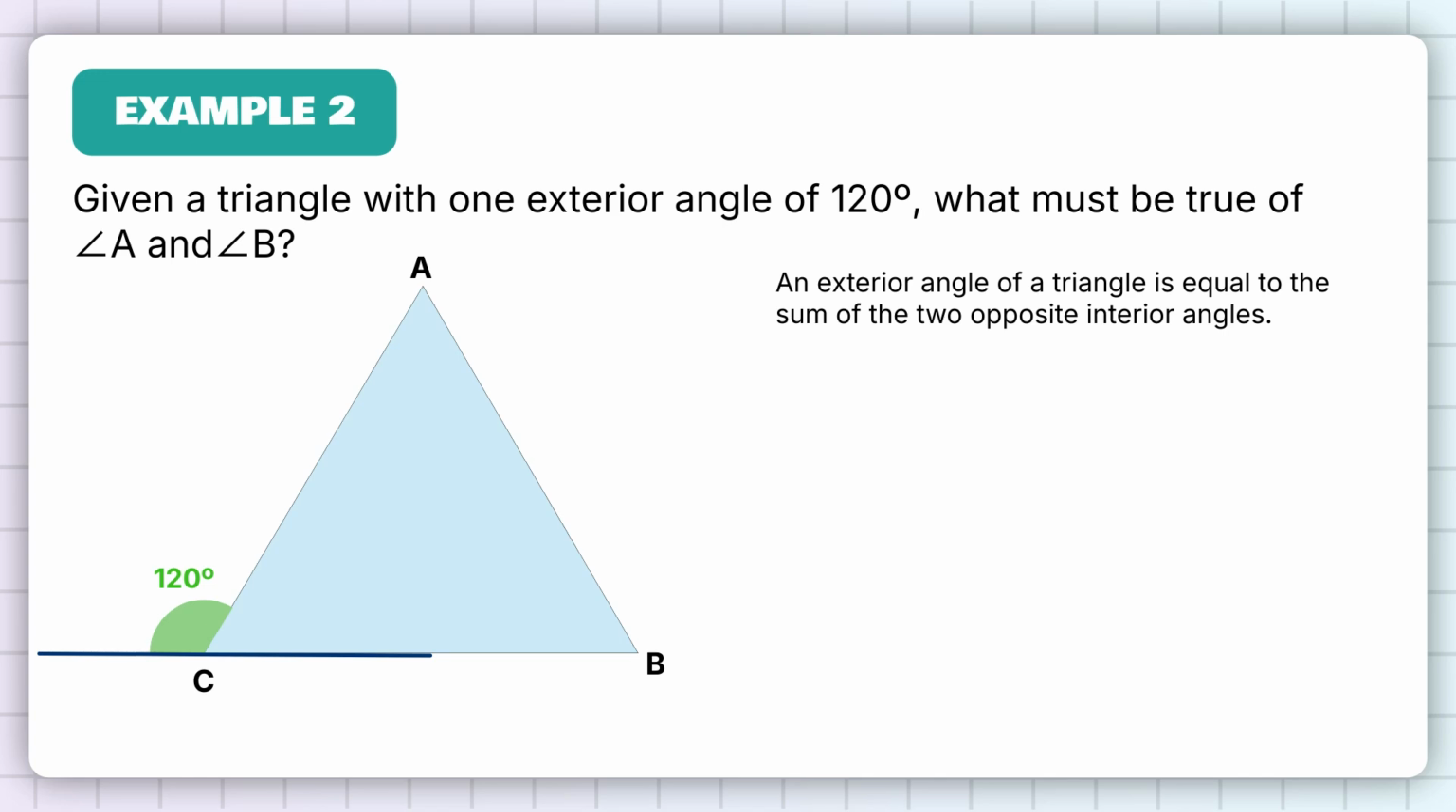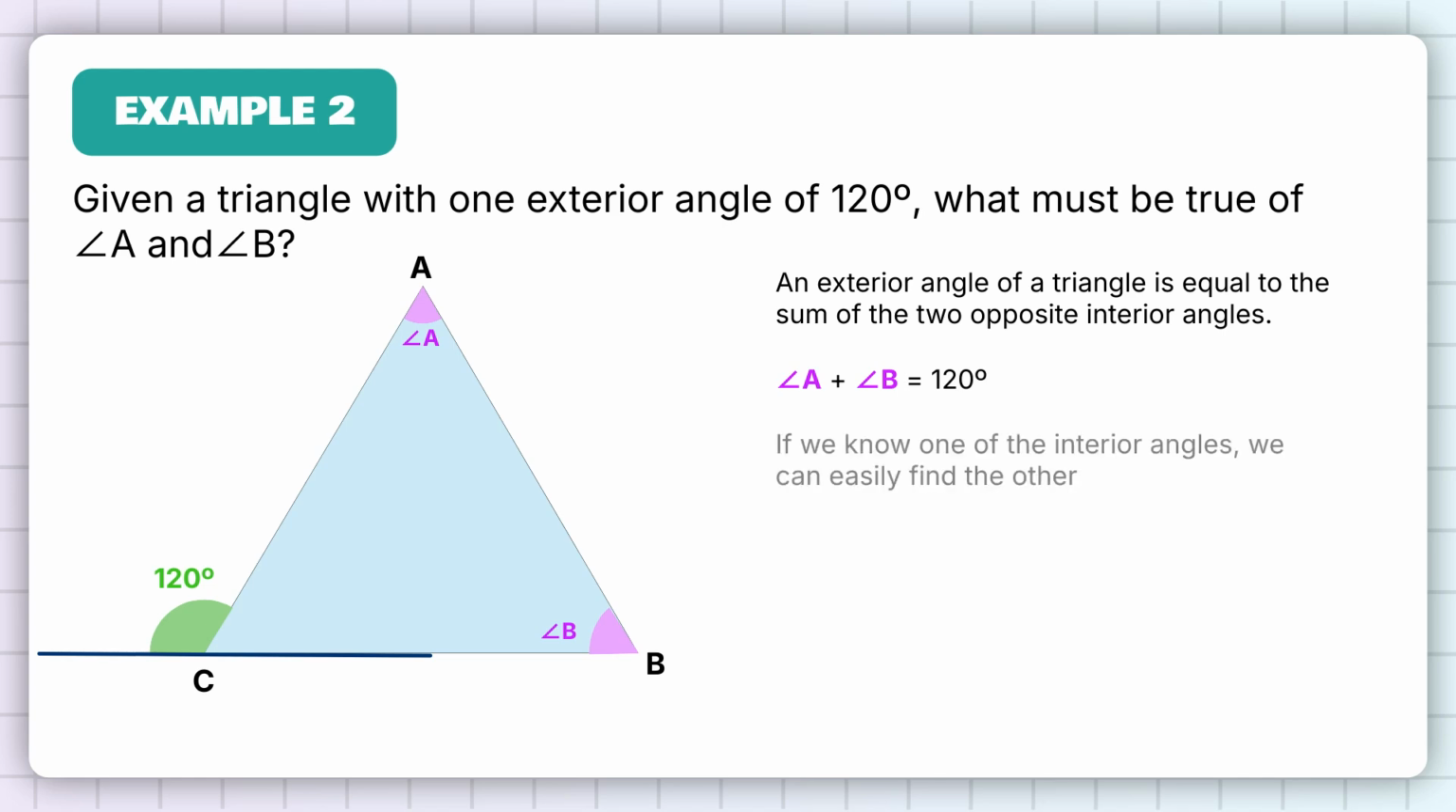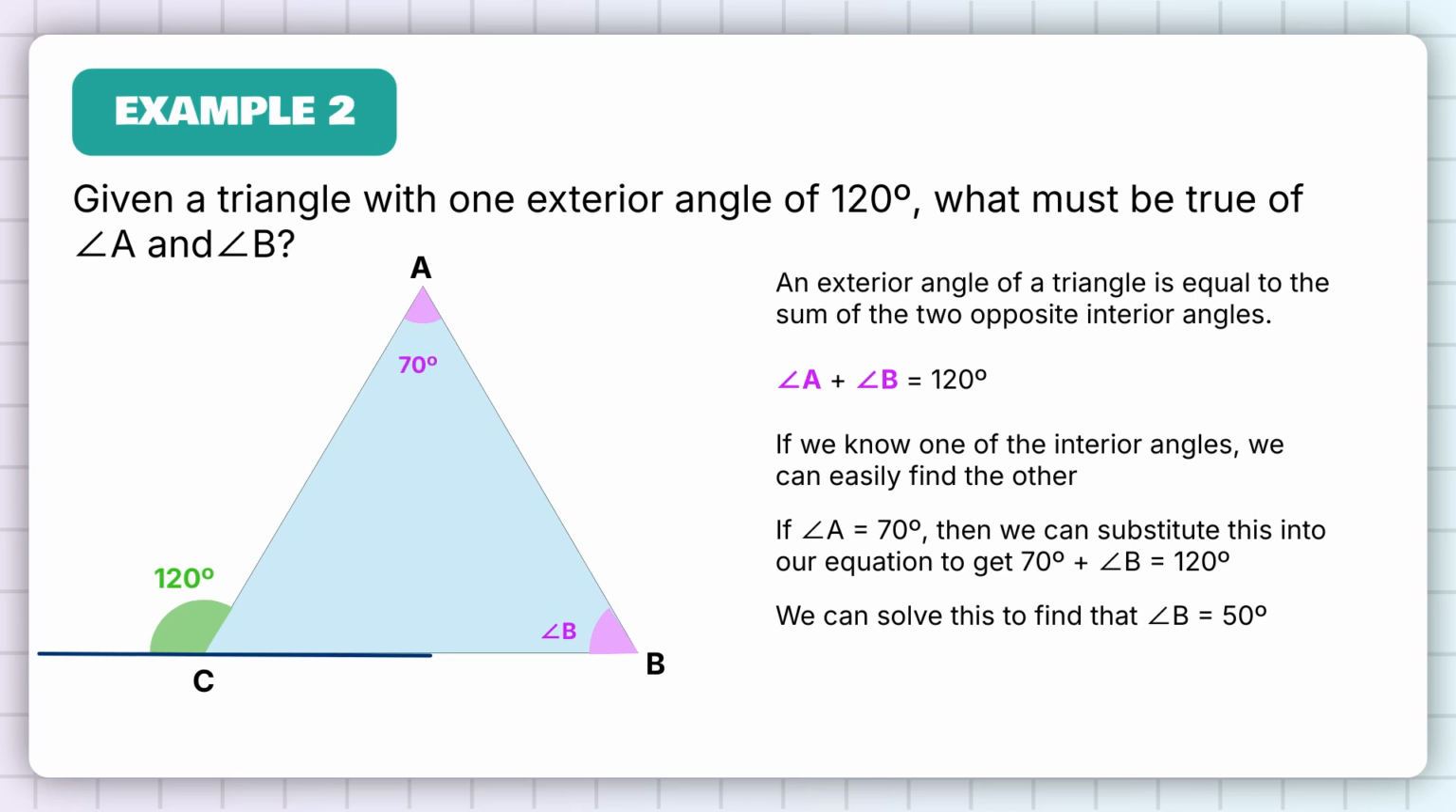Let's call the two interior angles A and B. So, A plus B equals 120. If we know one of the interior angles, we can easily find the other. For instance, if A equals 70 degrees, then we can substitute this into our equation. 70 degrees plus B equals 120 degrees. Therefore, B equals 120 minus 70. Solving this, we get that B equals 50. Thus, one of the opposite interior angles is 50 degrees.